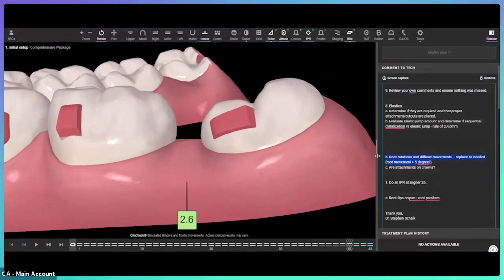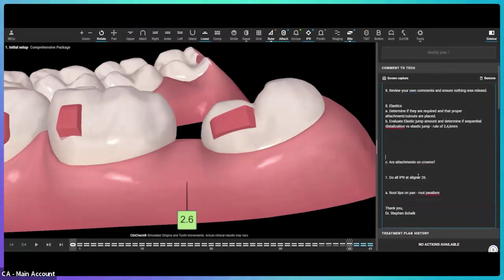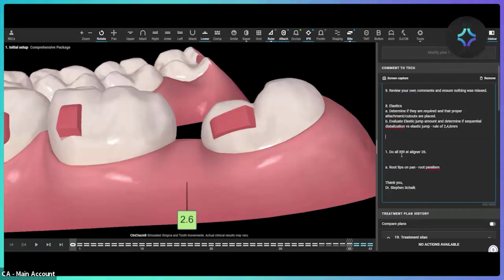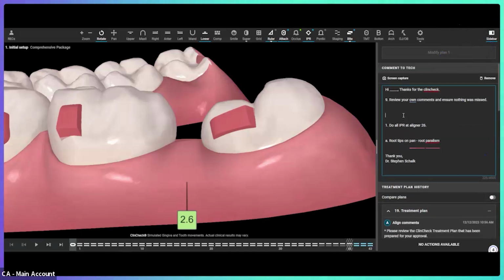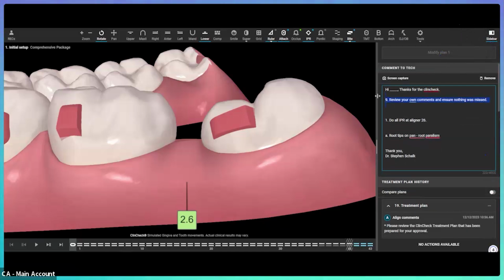Okay, so root rotations and difficult movements. I recognize the fact that I had those and I put good attachments on. I just did not slow down the number of aligners appropriately. Next, are there any attachments on crowns? There were not. And then the last section here, elastic cutouts. We're not going to go into this because I already talked about the class 3 cutouts. And then review your own comments and ensure nothing is missing.